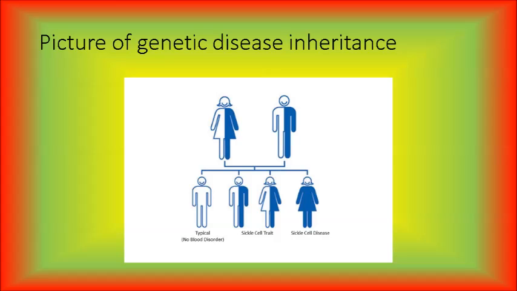The parents each have sickle cell trait. The first boy is a typical, normal boy. He doesn't have a blood disorder. The second boy and the girl have sickle cell trait. The final girl has sickle cell disease.